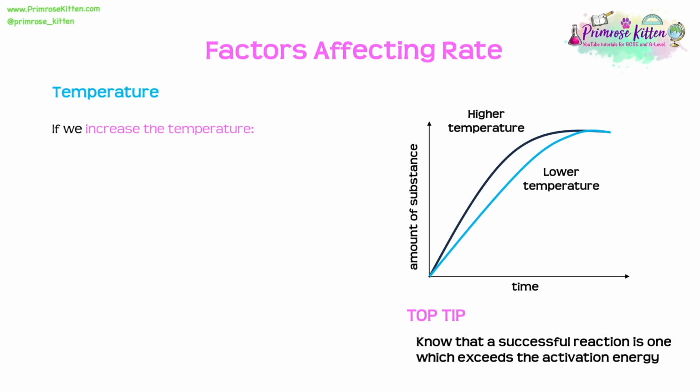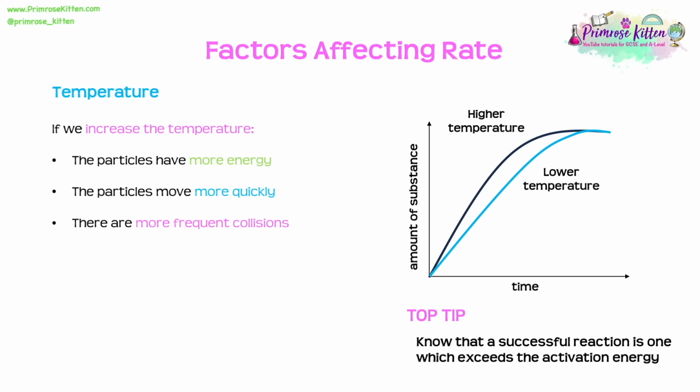So let's get started with looking at how temperature affects the rate. And we're going to explain this in terms of collision theory. Well, if we increase the temperature, those particles will have more energy, and therefore they're going to move more quickly. As a result of them moving more quickly, we're going to have more frequent collisions. And because they're going to have more energy, there's going to be a higher proportion of successful collisions. Now, those are collisions which exceed the activation energy.